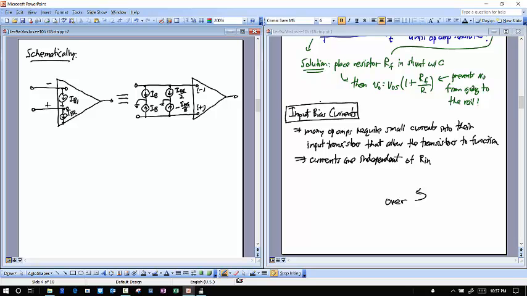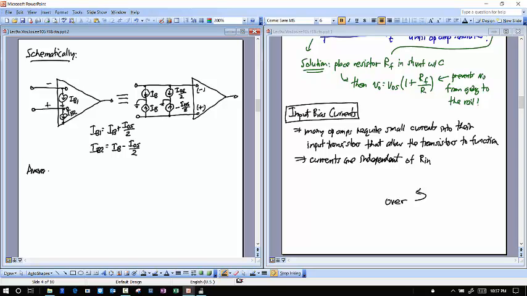And so if I'm equating these two here, that means that IB1 on the left side is equal to IB plus IOS divided by 2, and IB2 is equal to IB minus IOS divided by 2. And so the value of IB that you're seeing here is kind of like an average or a common mode value. Okay, so let me write this down.